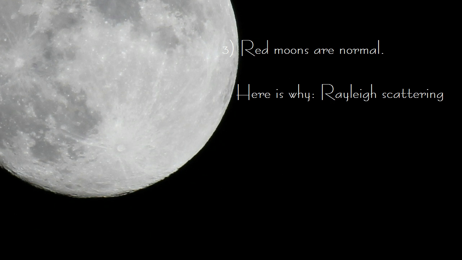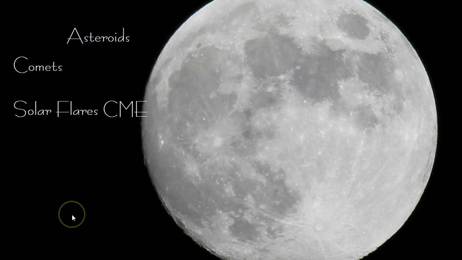And to finish, red moons are normal because of something we call Rayleigh scattering. It's something to do with the composition of the atmosphere and the light crossing the atmosphere from the sun. You can check that out on Google if you'd like to know about this. You see, there is no way to predict the end of the world by looking at space. I mean, by looking at the moon in this case.